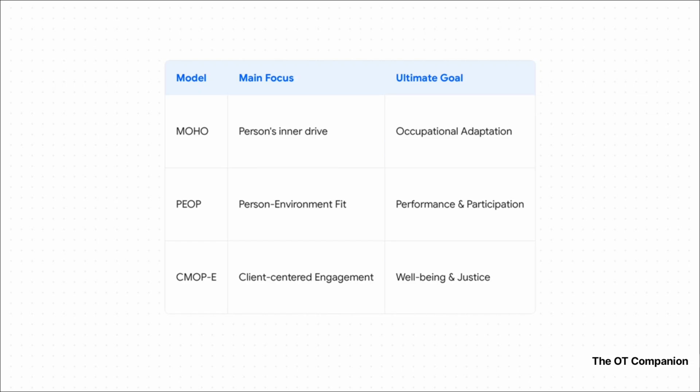You might grab MOHO off the shelf first, because it's perfect for exploring that internal drive, their volition. But what if your client is super motivated but is running into physical barriers at home? Well, then PEOP's focus on that person-environment fit is the ideal starting point. And for a client who's really searching for a deeper sense of purpose in their life, CMOP-E's focus on spirituality provides an amazing guide. Each model offers a different, powerful perspective.